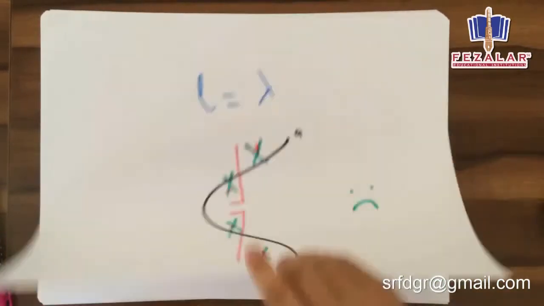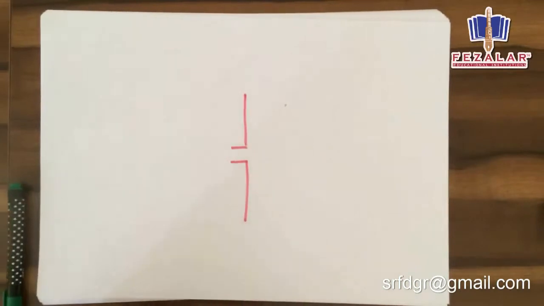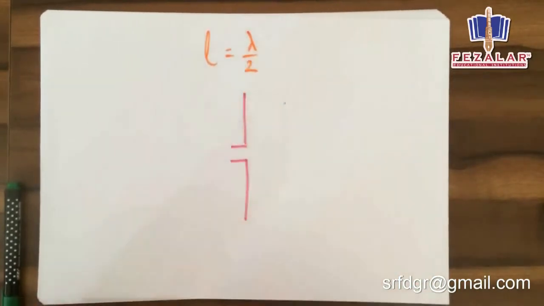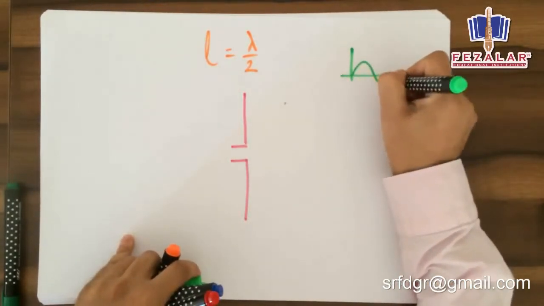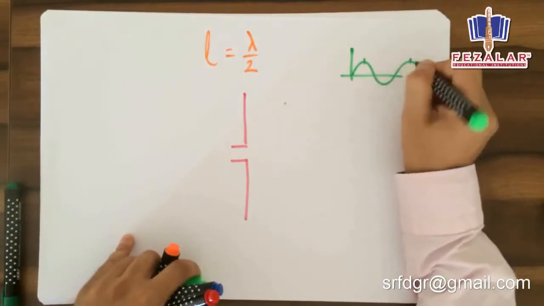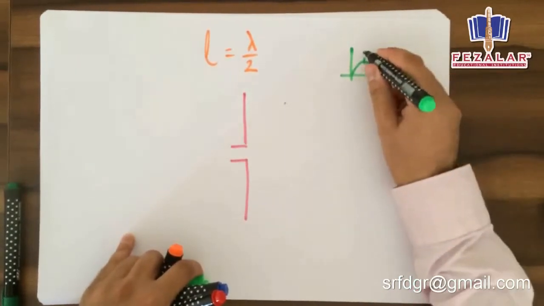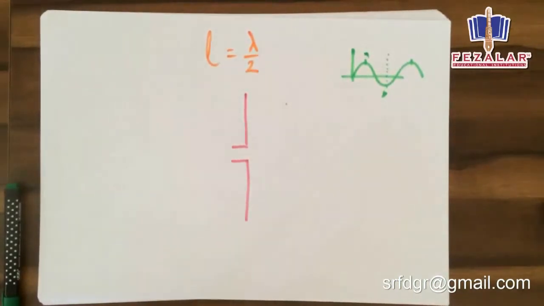So what will happen? We will use an antenna whose length equals half of the wavelength of the wave. That is, L equals lambda over 2. Now what will happen? Let's draw our wave again. This is our wave. Here are two crests, this is one wavelength, right? Up here is A, here is B. This is half a wavelength.